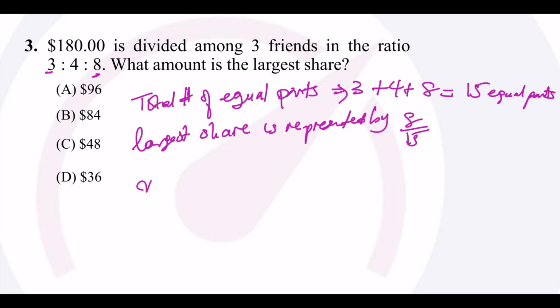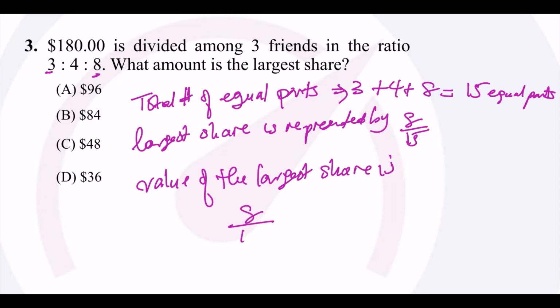So the value of the largest share is 8 over 15 multiplied by 180. And then we can say, alright, just see what can be used. Some students might want to use 3 or 5. Go ahead and break it down however is comfortable to you.